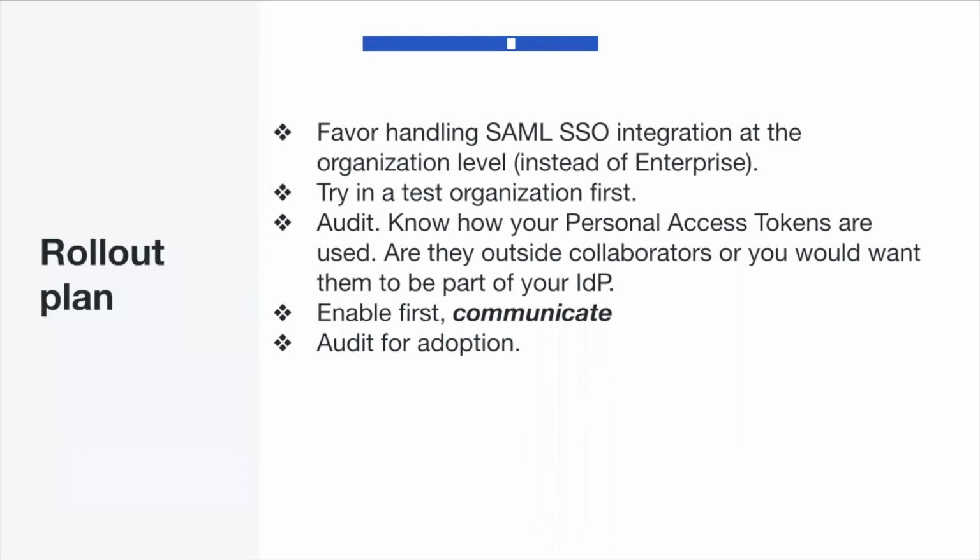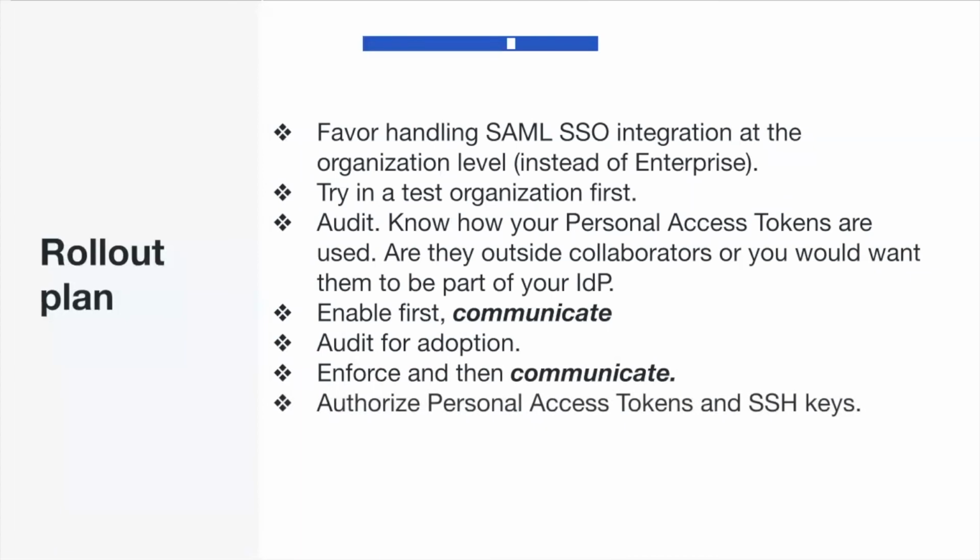Then we start thinking, okay, my adoption is good. I believe I have covered my personal access tokens, I have covered everything that's important for me. So you might be thinking about enforcing. So go ahead and go through this process, enforce it, and then communicate again. And lastly, ensure that personal access tokens and SSH keys are authorized.